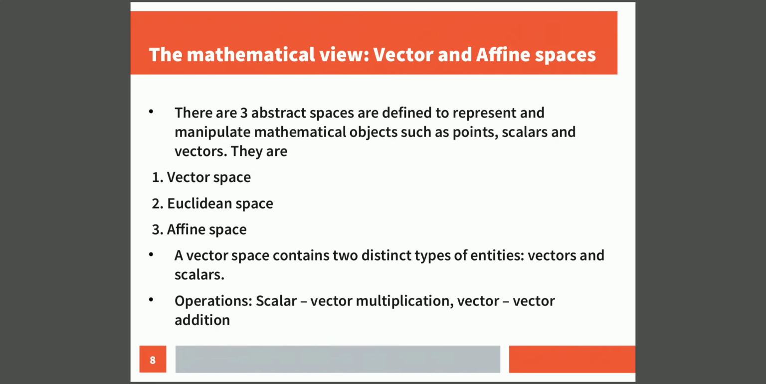Then in the previous slides, we have considered scalar, points and vectors as geometric objects. Now when we consider the same objects from a mathematical point of view, there are 3 abstract spaces which are defined to represent and manipulate these objects. Those objects are points, scalars and vectors. What are those abstract spaces? The first one is vector space, the second one is Euclidean space, the third one is affine space.